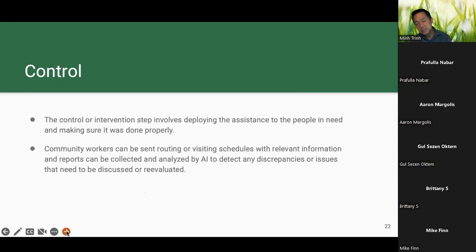Control. So this is something more in the future, where you give AI decision control, so that the AI can decide how to deploy the assistance, or how to deploy the aid.